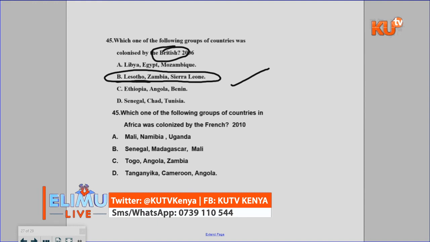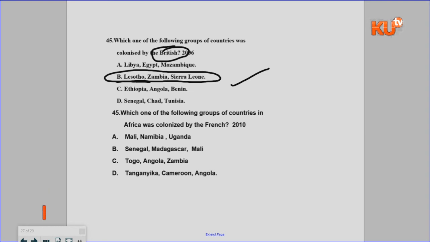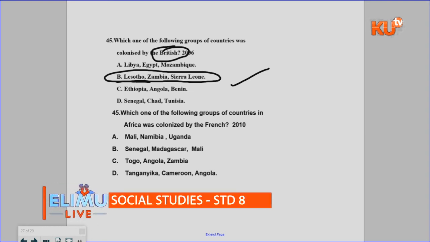Question 45. Which of the following groups of countries in Africa was colonized by the French? 2010. I'm talking about number 45 because that is the number in that paper. 2010. A, Mali, Namibia, Uganda, Senegal, Madagascar, Mali, Togo, Angola, Zambia, Tanganyika, Cameroon.